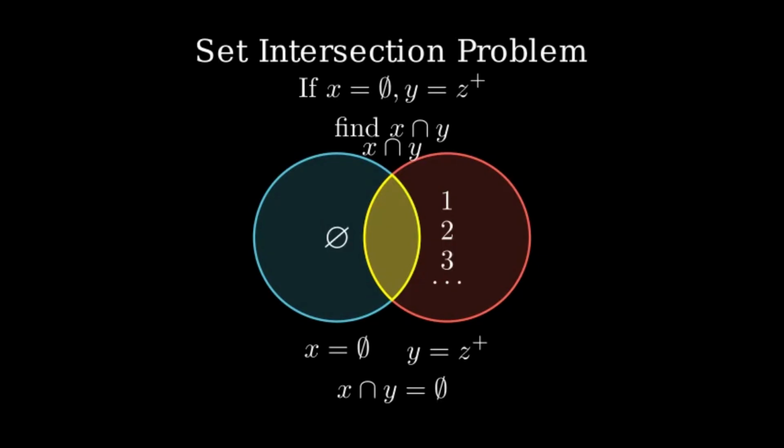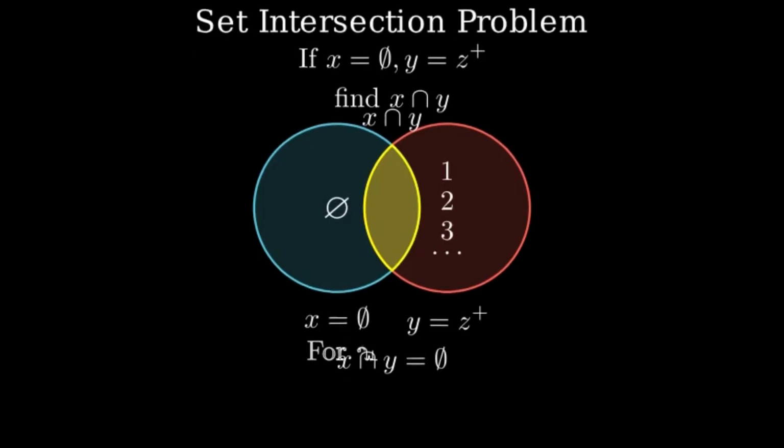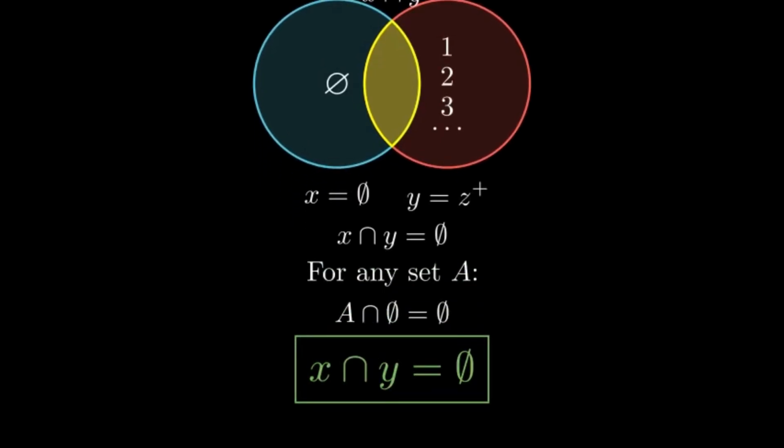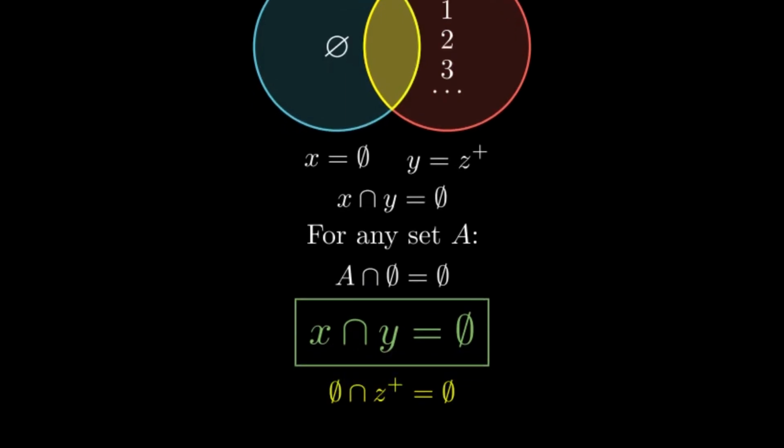This illustrates a key property of set theory. The intersection of any set with the empty set is always the empty set. Therefore, our final answer is that X intersection Y equals the empty set. We can write this formally as the intersection of the empty set and Z plus equals the empty set.